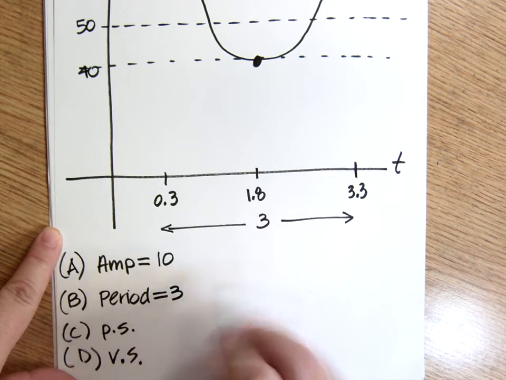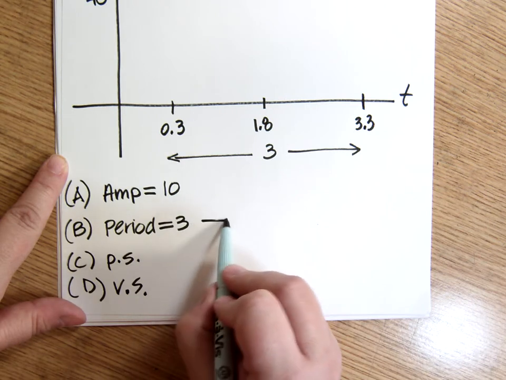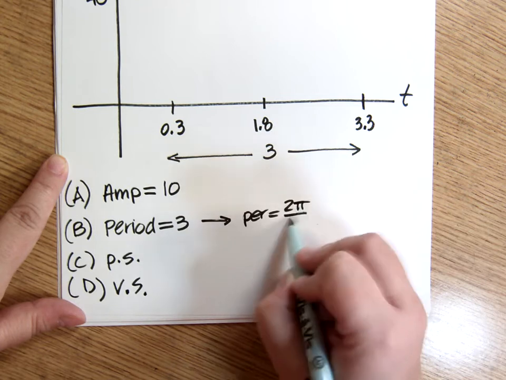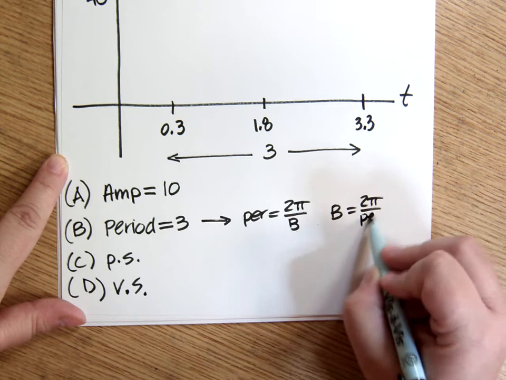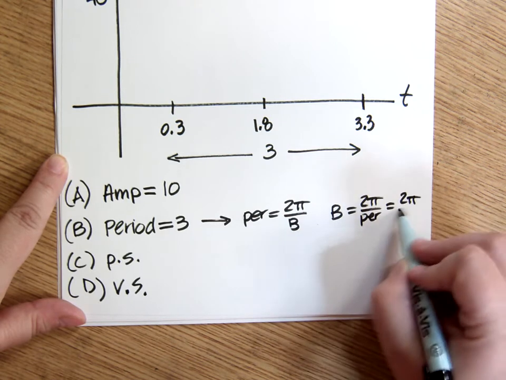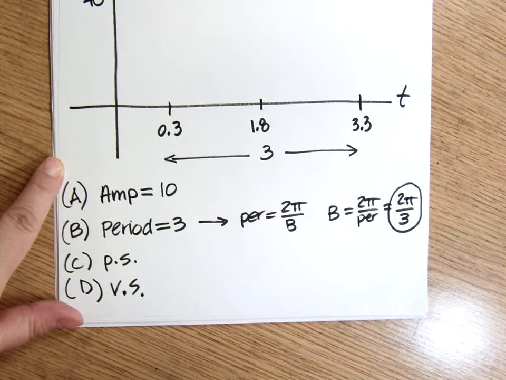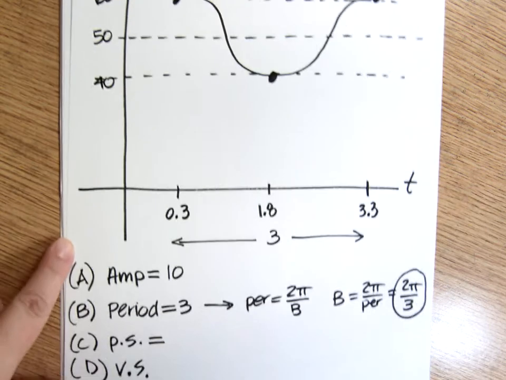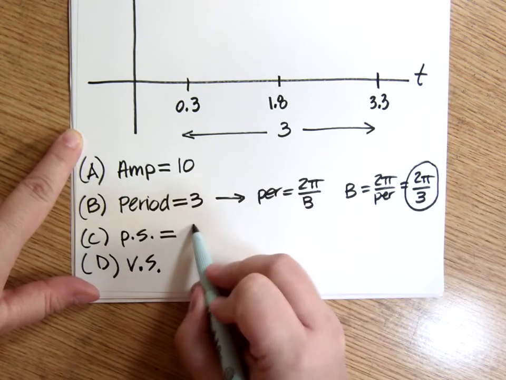This is how I find my B. Remember that the period is 2 pi divided by B, or B is 2 pi divided by the period. So in this case, B is 2 pi divided by 3. All right, the phase shift: the first time we know what's going on is 0.3 seconds into timing. So that means 0.3 to the right. So 0.3 right.